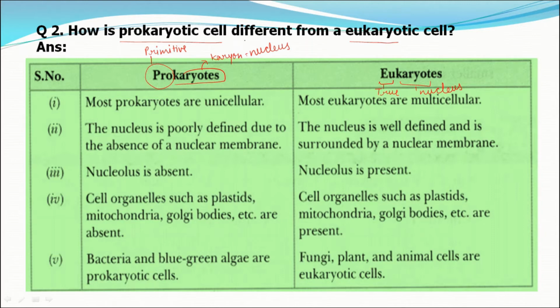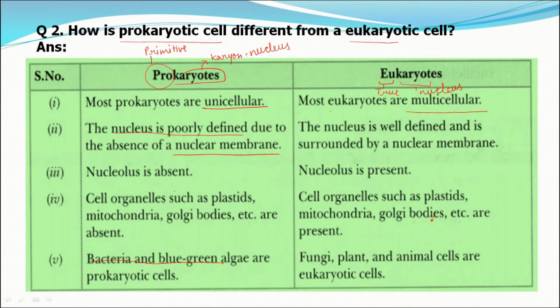Generally prokaryotes are unicellular. That means bacteria and blue-green algae belong to this group. Eukaryotes are unicellular as well as multicellular, but mostly these are multicellular organisms. Next difference that we have is the nucleus. As the name suggests, it is a primitive nucleus. So here the nucleus is poorly defined, and why? Because there is absence of nuclear membrane.